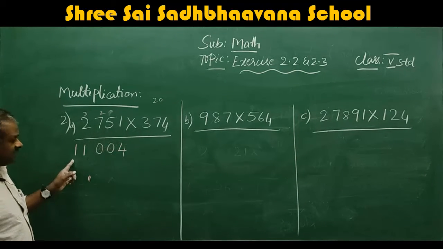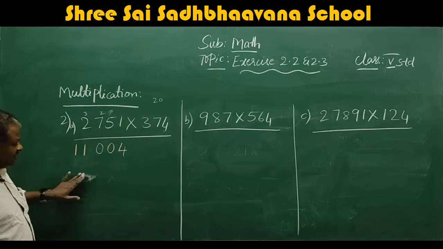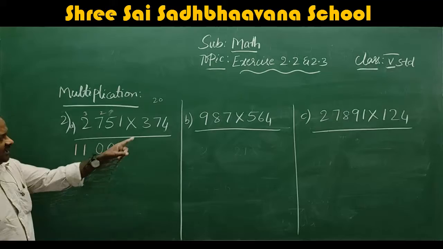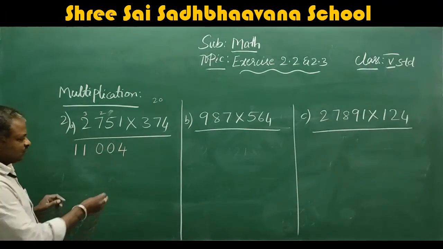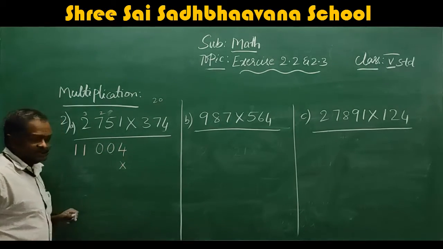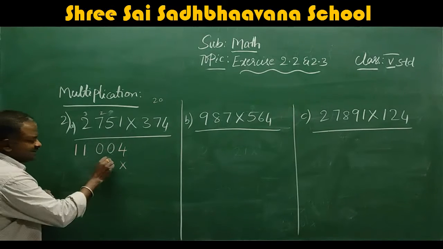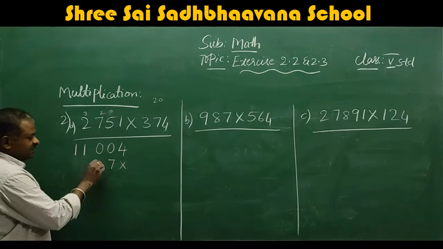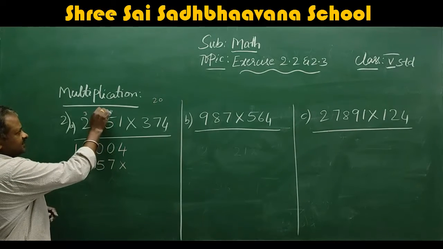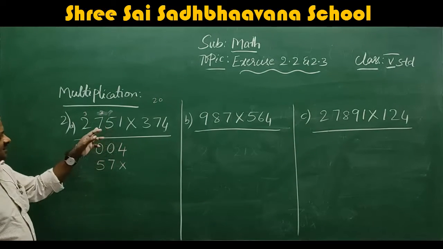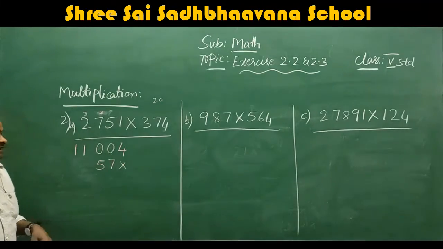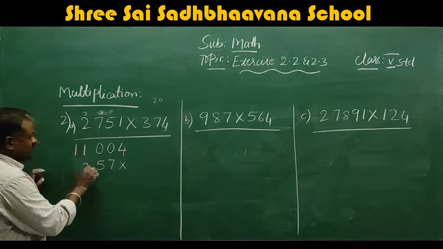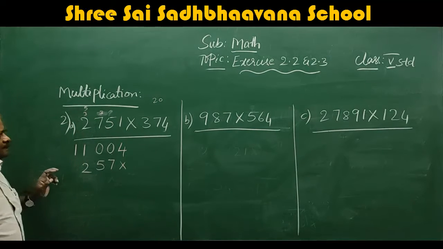Because while multiplying you are getting another digit also, so it is good to follow the correct rules. Okay, now from 7. Here you multiply 7 ones are 7. 7 fives are 35, carry 3. 7 sevens are 49 plus 3, 52, carry 5.